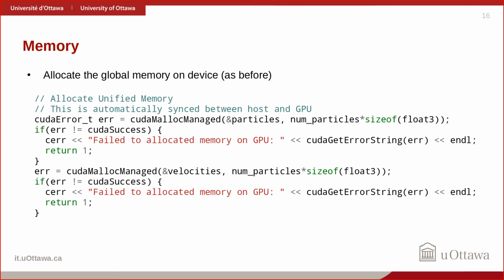It also works for the kernel. And then we have the memory. So that's the same as before. We use malloc managed. So that means that CUDA will take care of syncing the memory between the GPU and the host program. So we have our particles and we have our velocities. And now it's size of float3 because we use three-dimensional vectors for indicating the particle positions and the particle velocities.